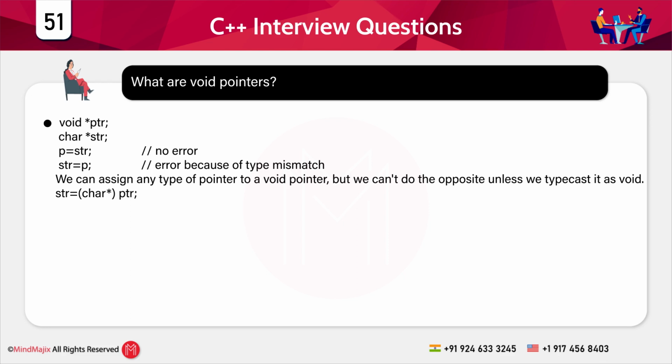If you assign this character pointer to a void pointer variable, you won't face any error. But if you do the reverse, assigning the void pointer to the character pointer, you might face an error because of the type mismatch problem. So we can assign any type of pointer to a void pointer, but we cannot do the opposite unless we use a typecast. You can typecast by using this statement, as you can see here. Here we are typecasting the void pointer to the character pointer.